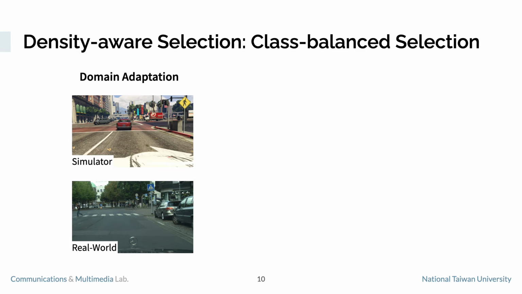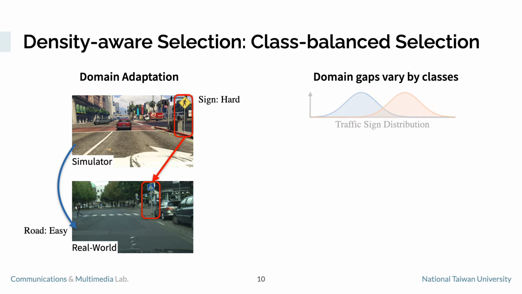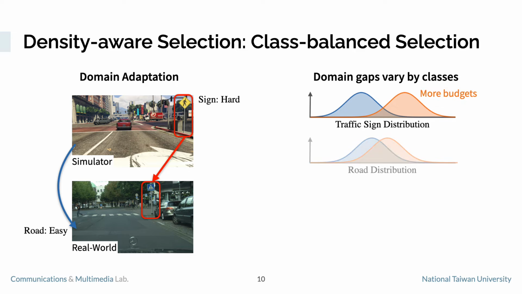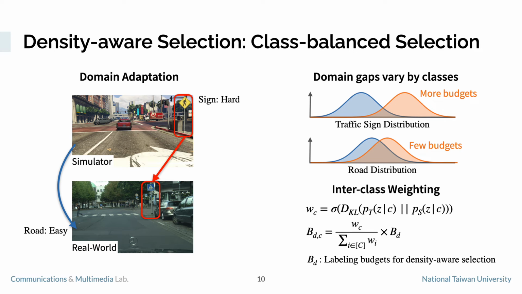We also develop a class balance selection. We observe models can easily reach high performance in some classes but struggle in others. As domain gaps vary by class, we spend more budget on hard classes while less on already well-aligned ones. In practice, we apply the interclass weighting for each class C as in the equation.